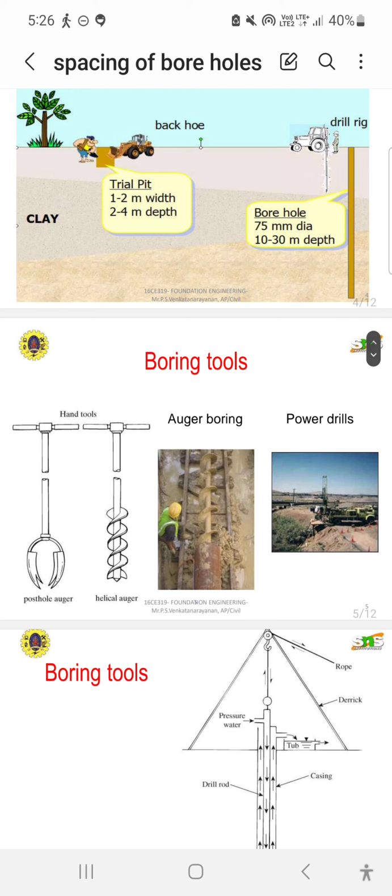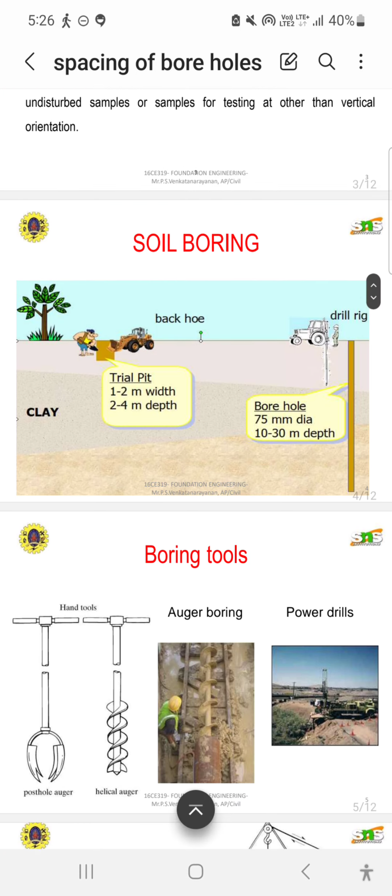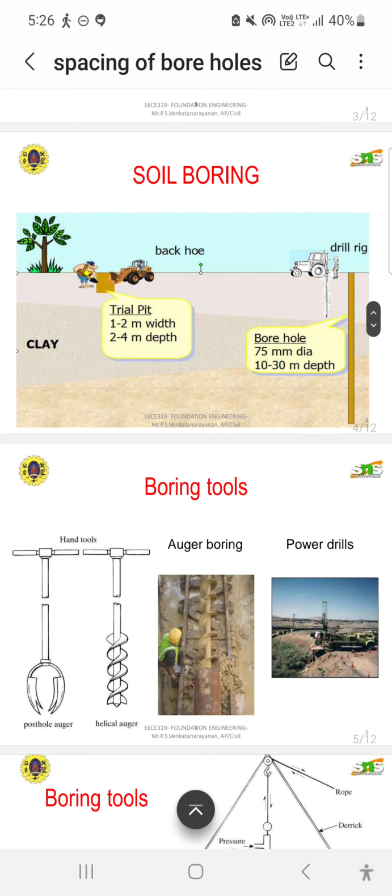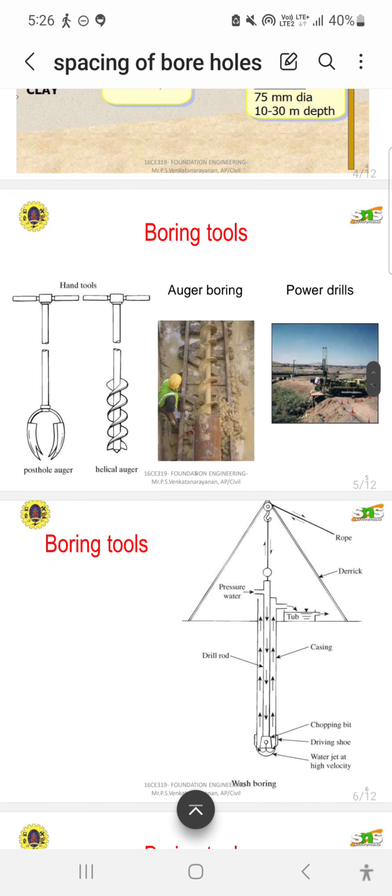So under boring techniques, we have used many types of auger. The first one is hand tools, as we have already seen. What are the hand tools we use in soil boring? The first one is the post hole auger, and the second one is the helical auger.